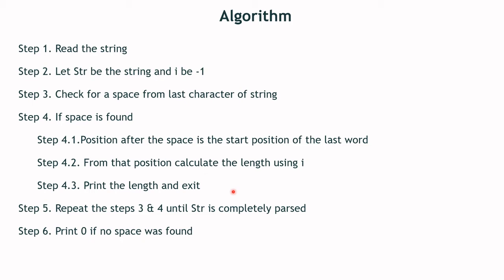You're not supposed to parse till the first character of the string. You have to think through this logic, because you should not unnecessarily iterate when you have already found the answer. Repeat steps 3 and 4 until the string is completely parsed. This is given because if you're not exiting, you will have to keep on finding the space. Print 0 if no space was found.